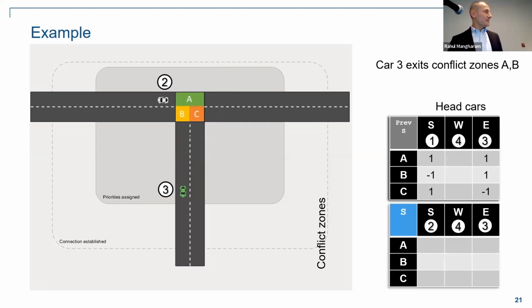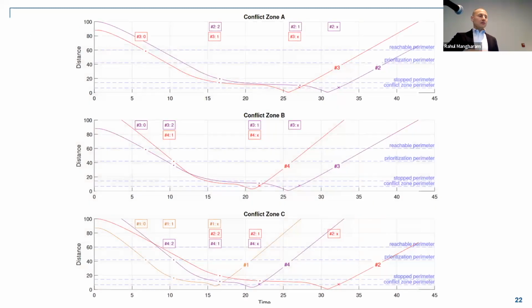I hope it was clear enough, but all that example that I just showed is summarized in this plot. In this plot, we have distance versus time, and it's clear here to see the time of arrival for each car. And this is of course this plot for each conflict zone and for each car.